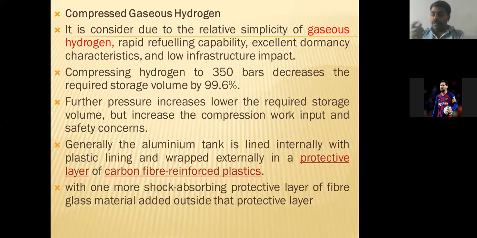When I'm doing the complete coating, it won't react. The aluminum material and hydrogen won't react during the storage part. So then it can be used in our automobile, and you can take some precautionary measures for storing the gaseous hydrogen content. Now let me look at another important thing.